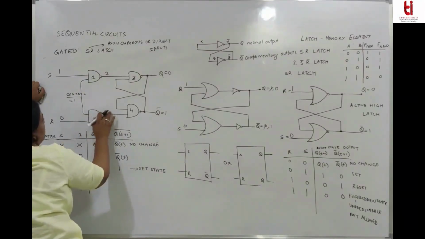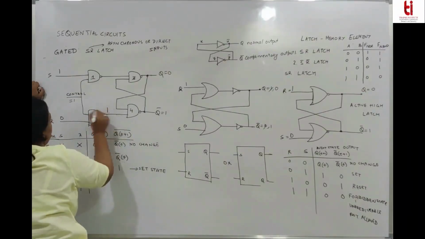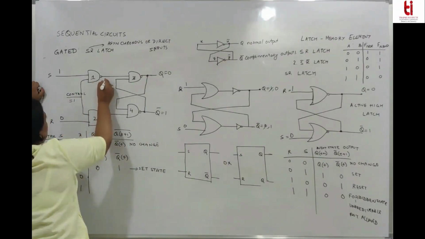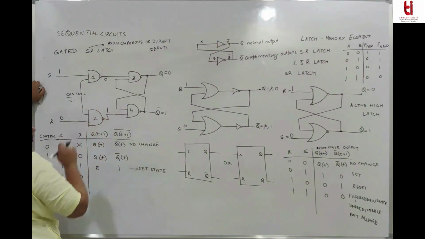R is 0, let's not have these intermediate states. This is 0, so this should be 1. These are 1, 1, this should be 0. Fine, it's clear. I have explained a function of the NAND gate.